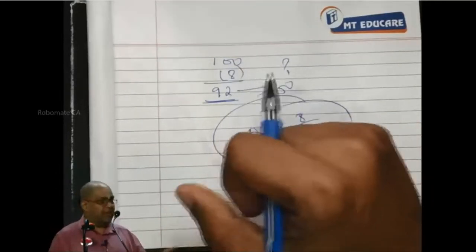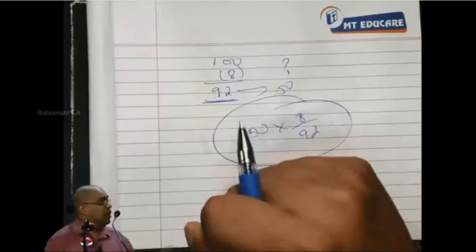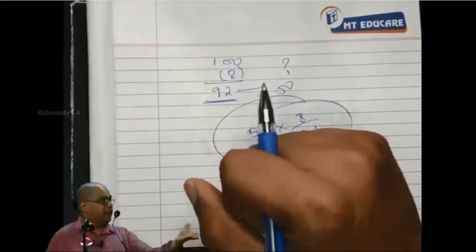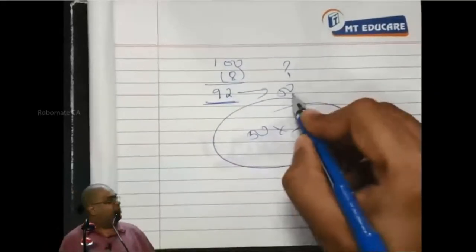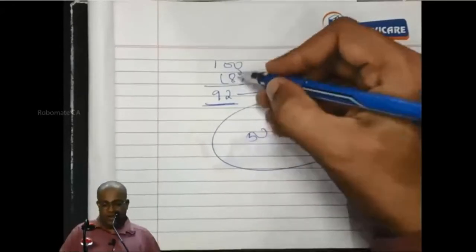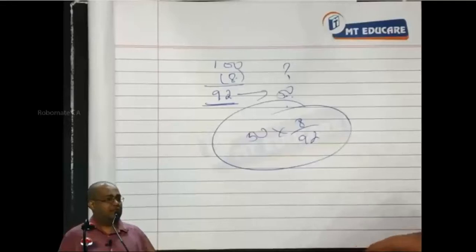50. Because debenture is giving me 100, I want 50 for the asset. Yes or no? Now, this 50 should be after paying flotation cost. I want 50 net for investment. That means the amount raised is equivalent to 92. Then what is the flotation cost? It is 8 by 92 into 50. Will I be able to make you understand or not?